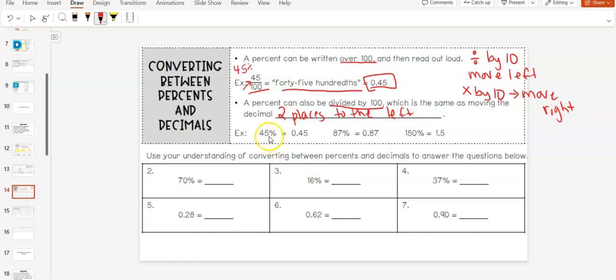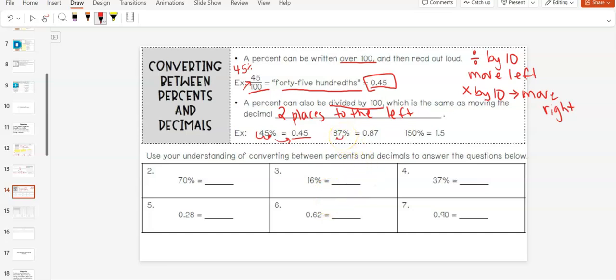So here in our example, I have 45%. My decimal point is normally right here at the end of that 45. It's a ghost decimal point, which means you don't always see it, but it's there. And because I want to turn a percent into a decimal, I'm going to go ahead and divide by 100. So I'm going to move it 2 places to the left to get 0.45 or 45 hundredths.